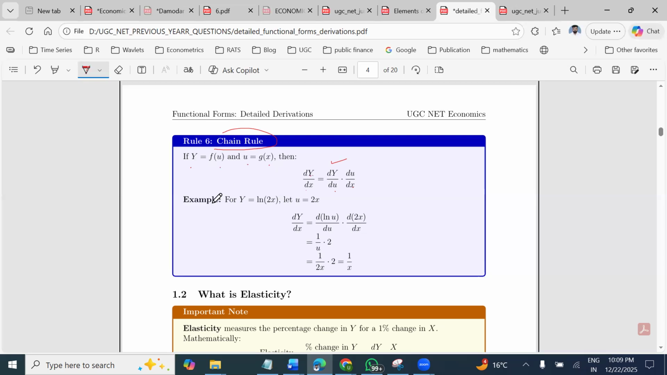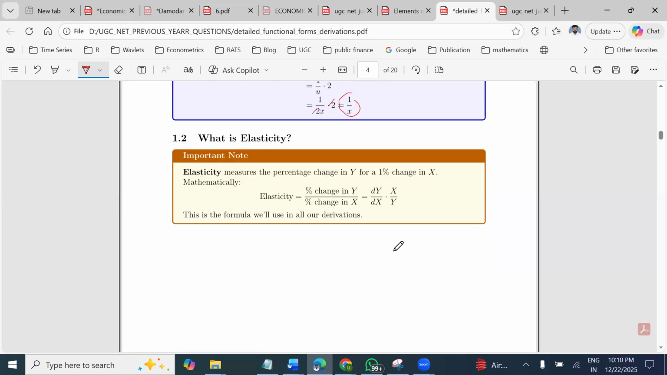Correct? Now, for example, in this question, your y is ln 2x. So there are two functions over here. First, you are saying d of ln u with respect to u, into d of 2x with respect to dx, because we are counting that 2x is equal to u. So now if we differentiate, it will be 1 upon u straight away into 2, so it will be 1 by x. The 2 gets cancelled out, so it will be 1 by x.